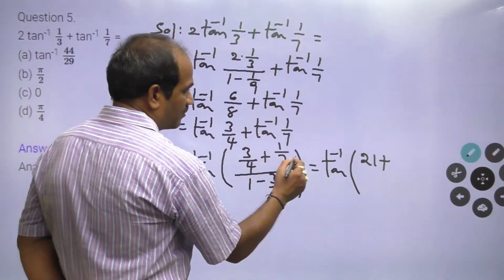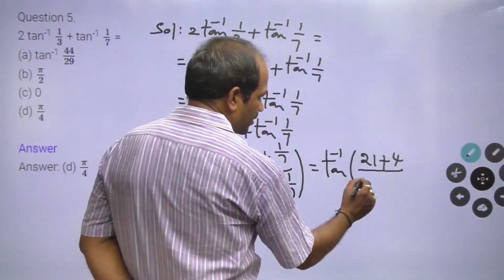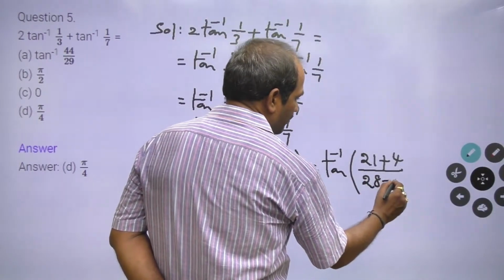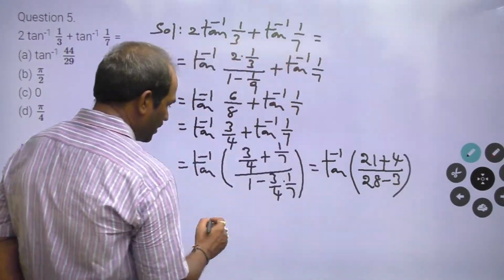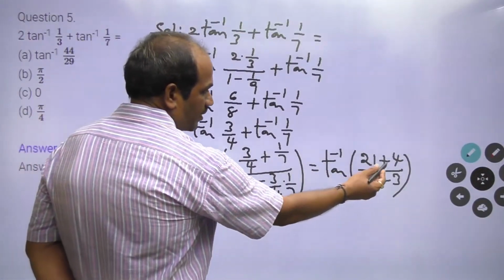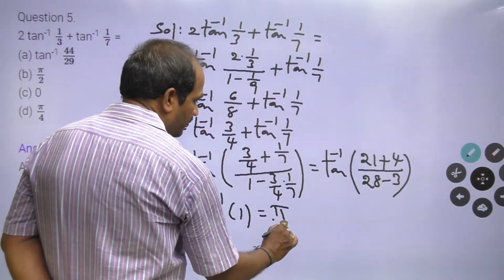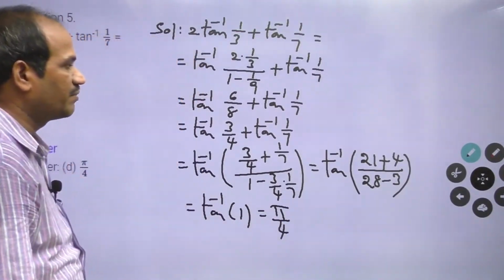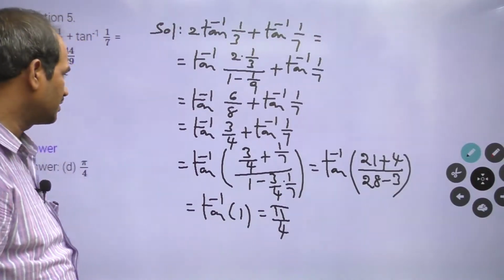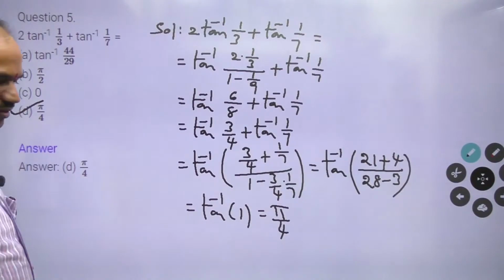plus 1 into 4 is 4, by 28 minus 3. So in total that is tan inverse of 25 by 25, that is 1. Tan inverse of 1 is equal to pi by 4. This is the answer. Check the options: option D, pi by 4. The answer is D, pi by 4.